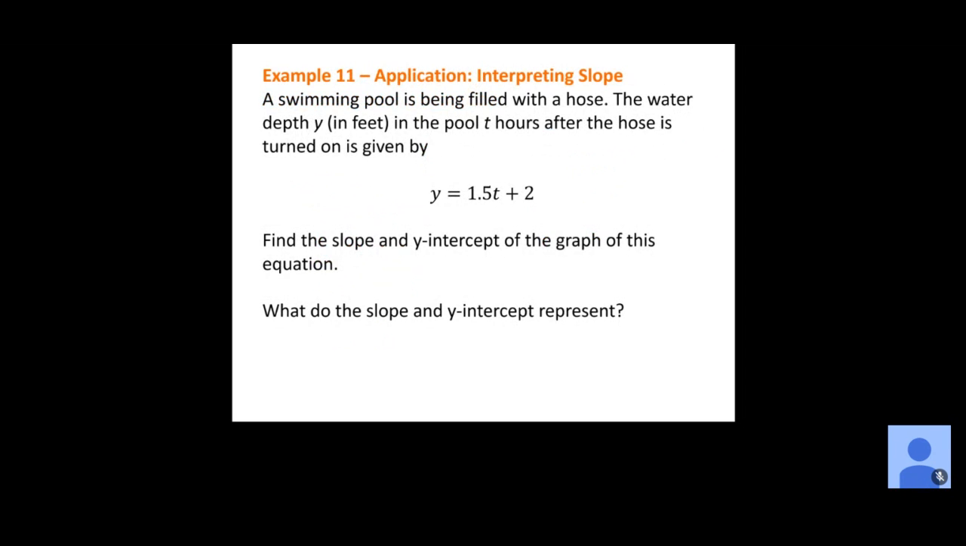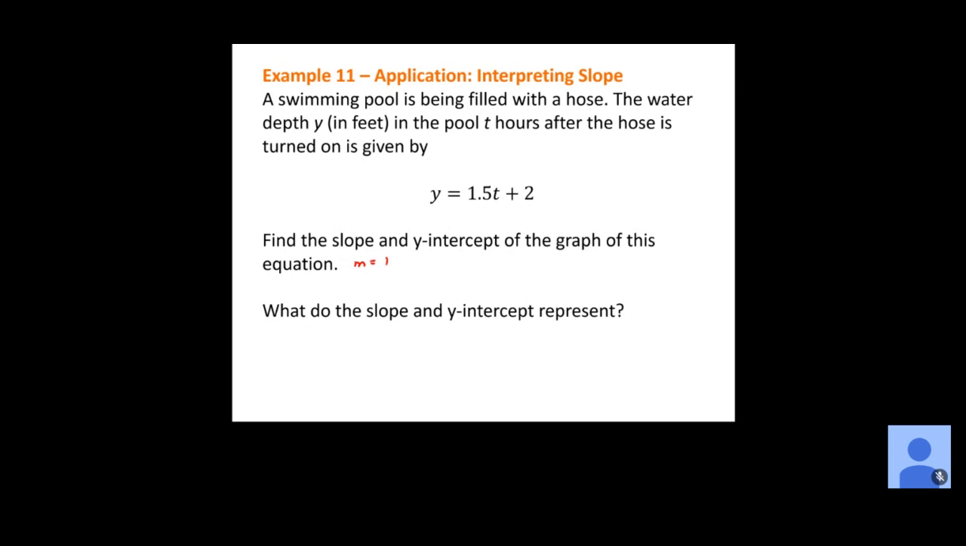All right, and then an application problem. So a swimming pool here is being filled with a hose. The water depth y in feet in the pool t hours after the hose is turned on is given by this formula, y equals 1.5t plus 2. So we want to find the slope and y-intercept and then interpret what those would mean in the context of this problem. Okay, so just looking at this, it's already in slope-intercept form.